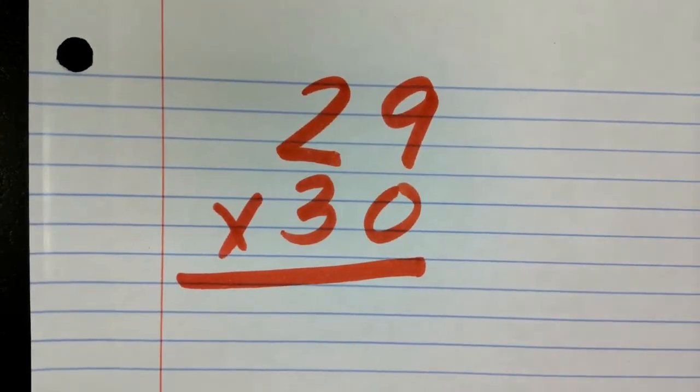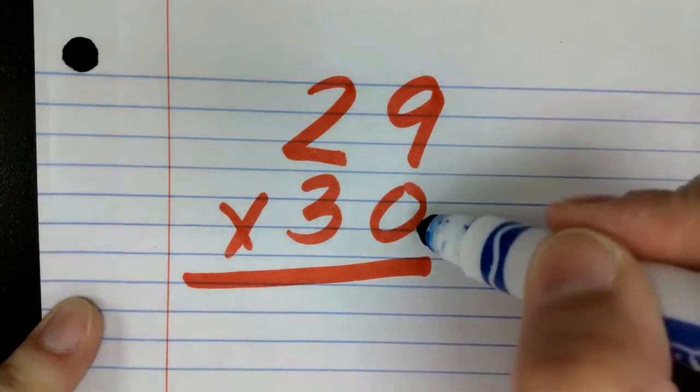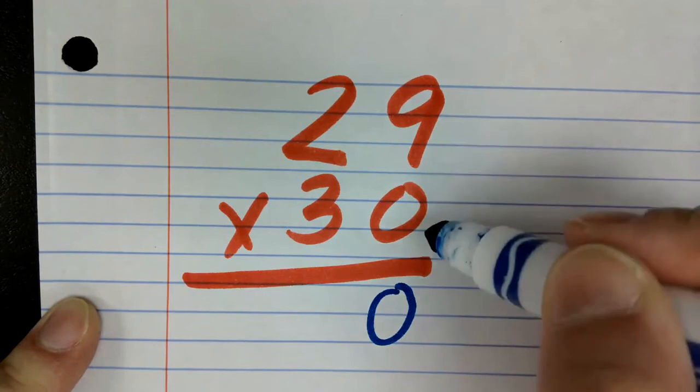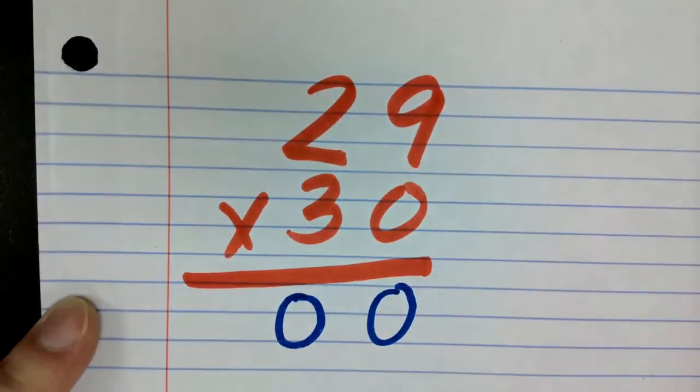So let's get started with 29 times 30. In order to do this question, I'm going to start right here with the 0, and I'm going to multiply it by the 9. So 0 times 9 is 0. And I'm going to make sure I line that right up. And then I'm going to do 0 times 2, which is also 0. Again, I'm going to line that right up.